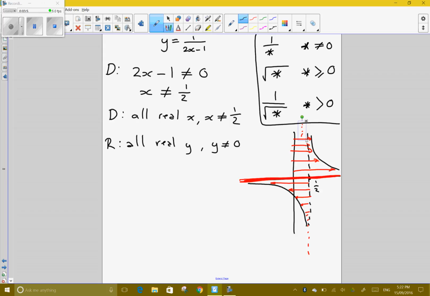Okay, so recap: domain is really about fractions or square roots. Really, fractions and square roots is all you've got to worry about. Work it out mathematically. The range you can really only do by graphing it quickly.